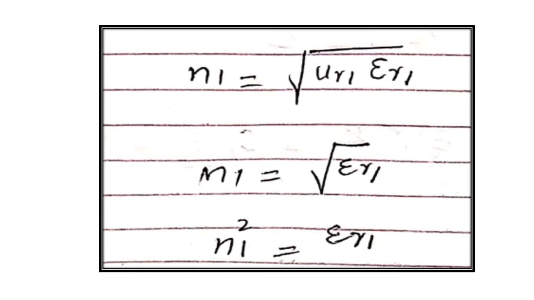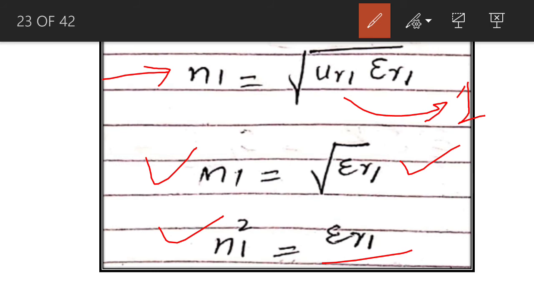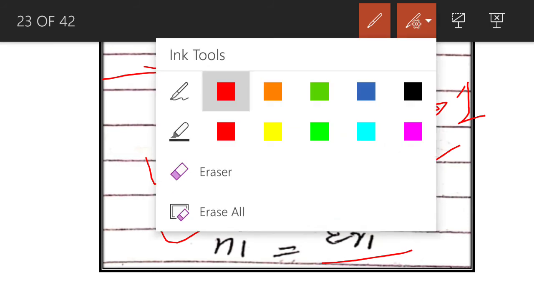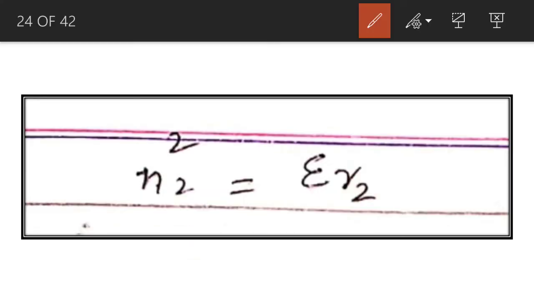Well, we know that the refractive index of medium number 1 is equal to under root mu r1 epsilon r1, but mu r1 is equal to 1, right? So the refractive index of medium number 1 will be equal to under root epsilon r1. Definitely n1 square will be equal to epsilon r1. Similarly, n2 square will be equal to epsilon r2, right?